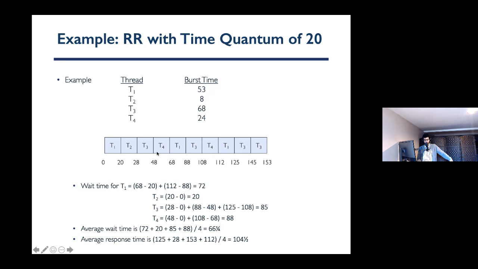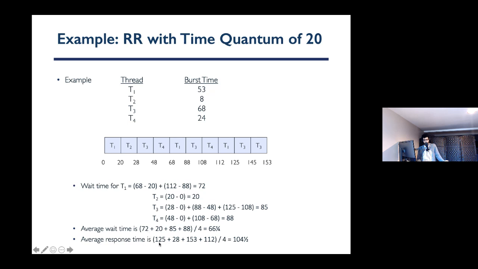You can do the same thing with T2, T3, and T4. And if you do so, you get the average waiting time of 66 and 1/4. And then for response time, you basically do the same thing. For T1, it would be 0 plus 20, so you have a 20 response time.